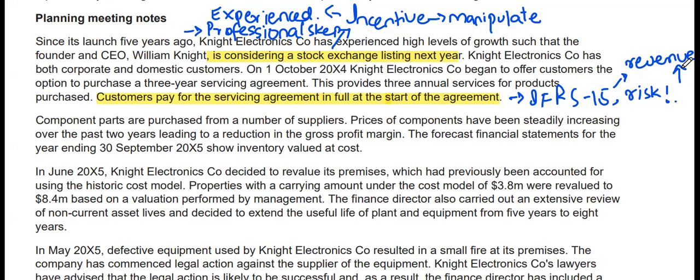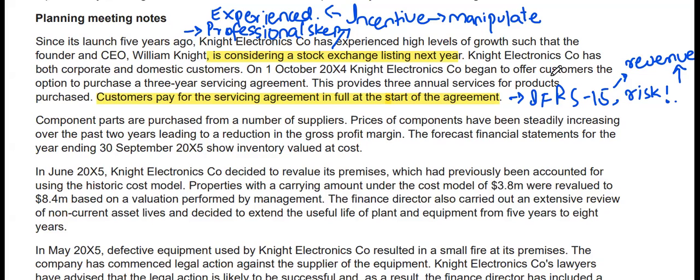Yes, the audit team should discuss with management how they are recognizing the revenue from these 3-year annual services, as the customers are paying for these servicing agreements in full at the start of the agreement. The auditor can also review the company's revenue recognition policy. If the policy is that when customers pay for a servicing agreement at the start, they recognize the revenue fully at the start of the period, it means they are implementing incorrect accounting. So the risk is there and the revenue is overstated. This should be the auditor's response.